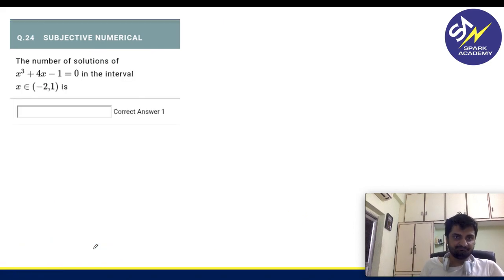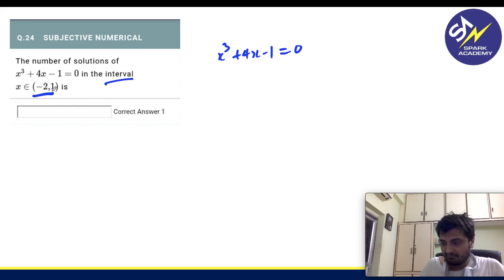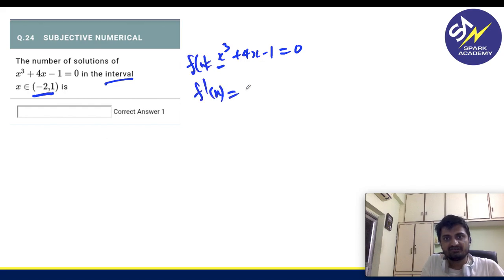23rd question. Now look at this. The number of solutions of x cube plus 4x minus 1 equal to 0 in the interval minus 2 comma 1. Whenever you want the number of solutions, and you have a cubic equation, this I will assume as f of x. Find out f dash of x, guys. So I get 3x square plus 4 basically.